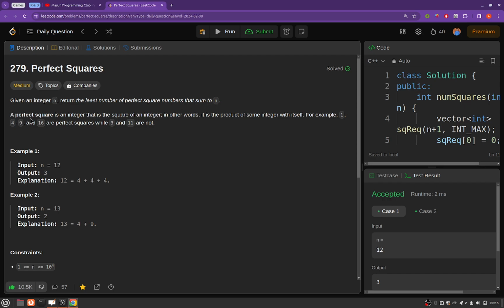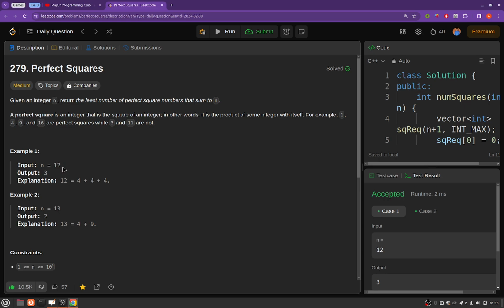Okay, so a perfect square is an integer that is the square of an integer. In other words, it is the product of some integer with itself. For example, 1, 4, 9 and 16 are perfect squares, while 3 and 11 are not.